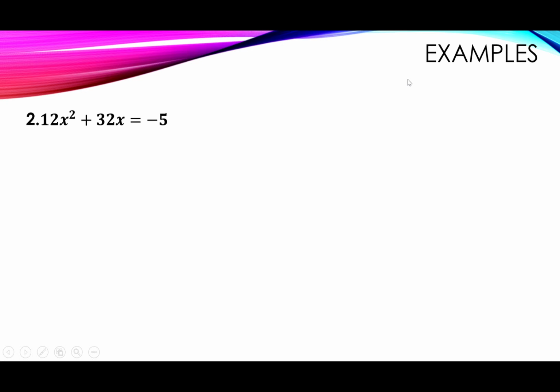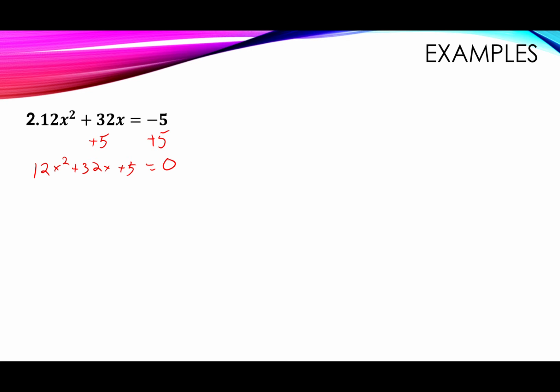Okay, looking here, I've got to think: do I have everything on the left side? Is it equal to 0? Well, of course, the answer is no. So I'm going to need to add 5 to both sides, and that's going to rewrite this as 12x squared plus 32x plus 5 equals 0.